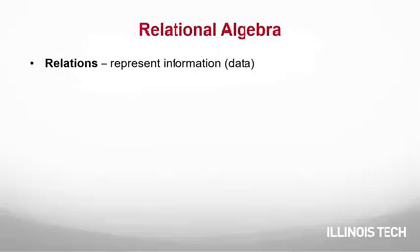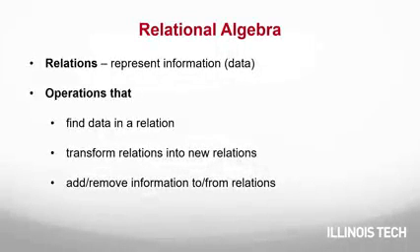To begin our journey into relational algebra, let's first talk about some basic and fundamental concepts. The two fundamental concepts in relational algebra are relations, which represent the information or the data that we're storing, as well as their structure, and various operations which allow us to find the data stored in a relation, transform relations into new relations, and to add and remove information to relations and from relations. And we'll see how all of these work as we proceed.